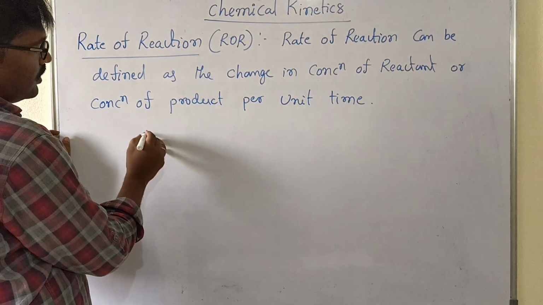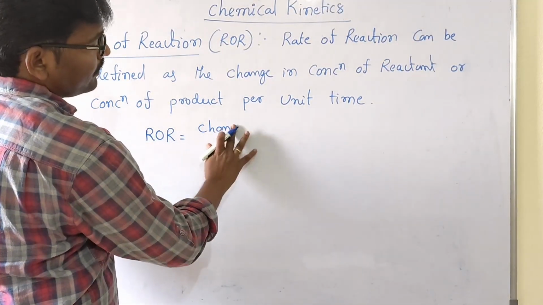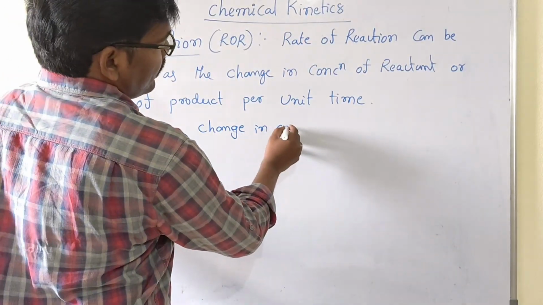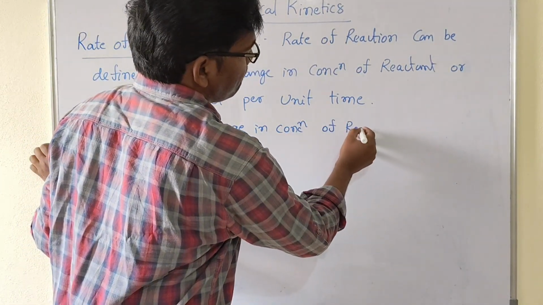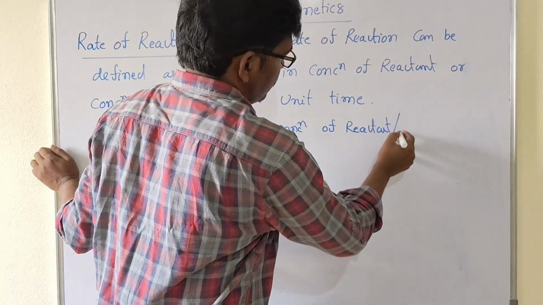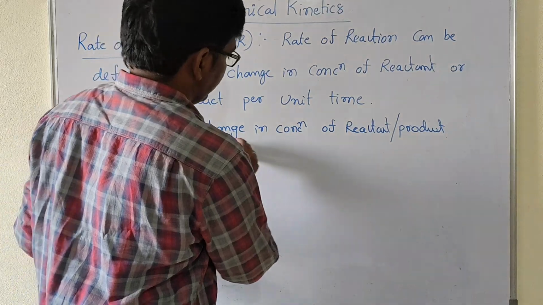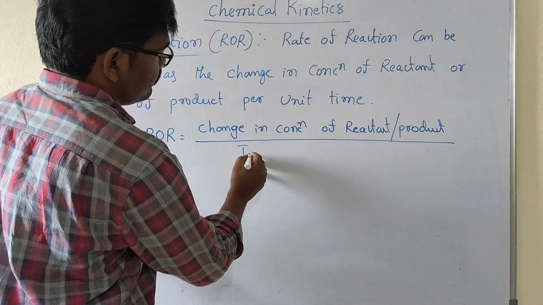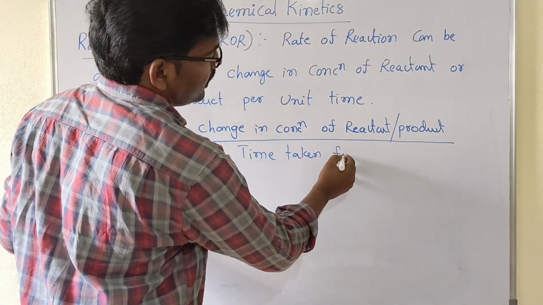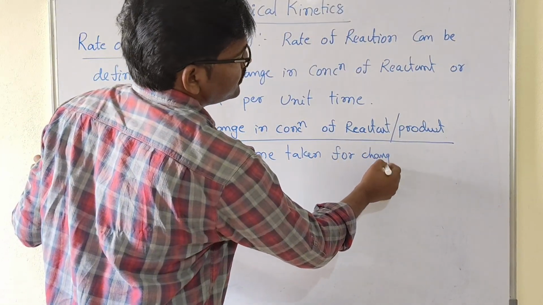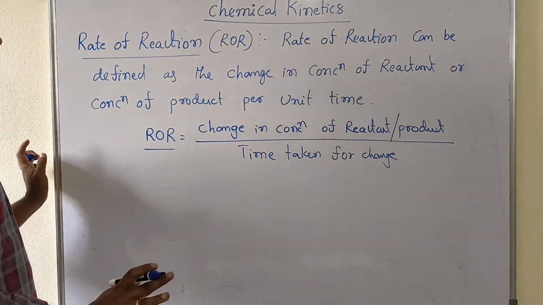So rate of reaction is equal to the change in concentration of reactant or product divided by the time taken for the change. This is rate of reaction.